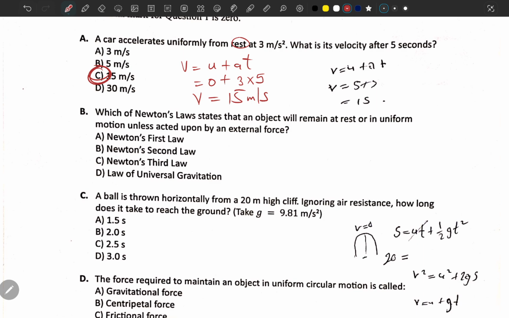Which of the Newton laws states that an object will remain at rest or in uniform motion unless acted upon by an external force? That's the first law of motion.